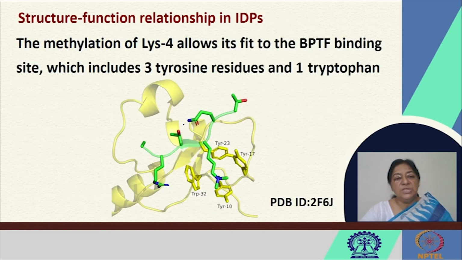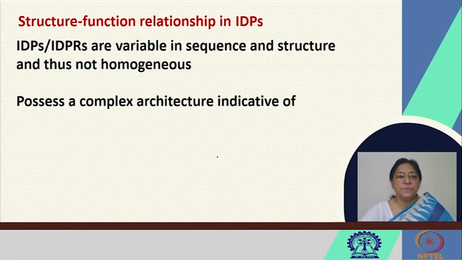So the methylation of the lysine 4 allows it to fit very snugly into the BPTF binding site that includes 3 tyrosine residues and 1 tryptophan. So further design of inhibitors of the BPTF binding site can be developed based on this knowledge.